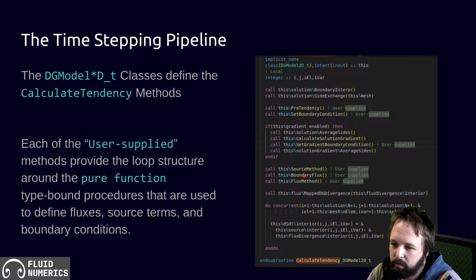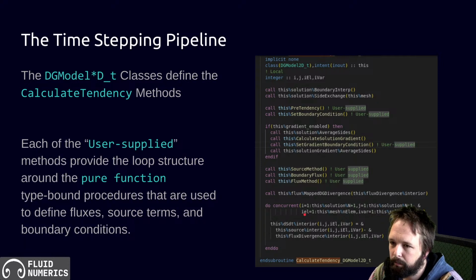Then you get your source method, boundary fluxes, and then the actual flux method, which is going to calculate the interior version of your flux. So this is that surface flux for all your elements. These are the interior fluxes at all the quadrature points, and then we combine all that to create a divergence, and then we add them up. So you do a source plus a divergence.